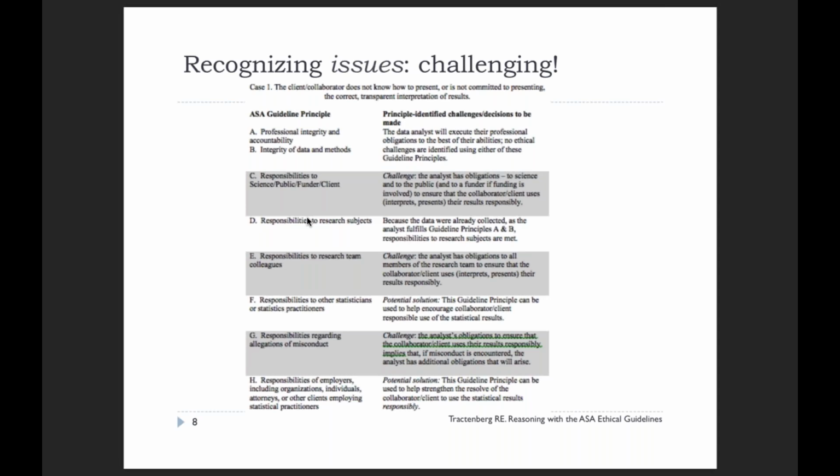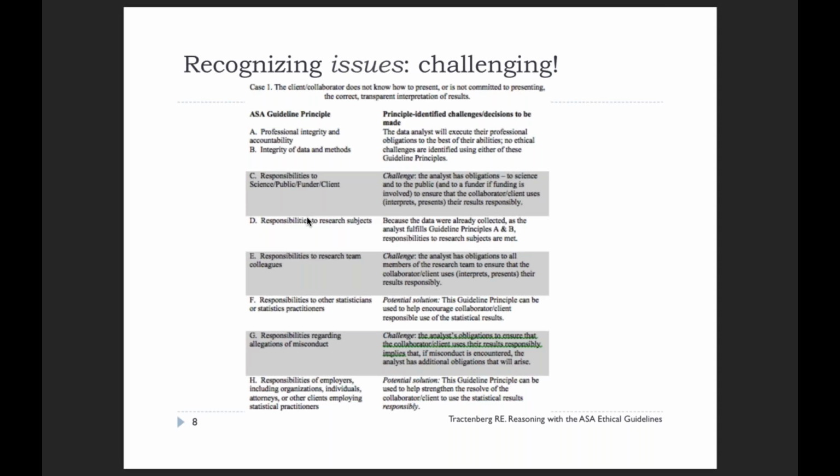But when we come to responsibilities to science, the public, the funder, or the client, we do find that there are some bits of this ASA guideline principle that can help us identify and articulate what the ethical challenge is. Specifically, the analyst has obligations to ensure that the client uses their results responsibly. That's actually the statistician's responsibility. So there's an ethical challenge right there that was identified by walking through the ASA guideline principles until you get to item C.